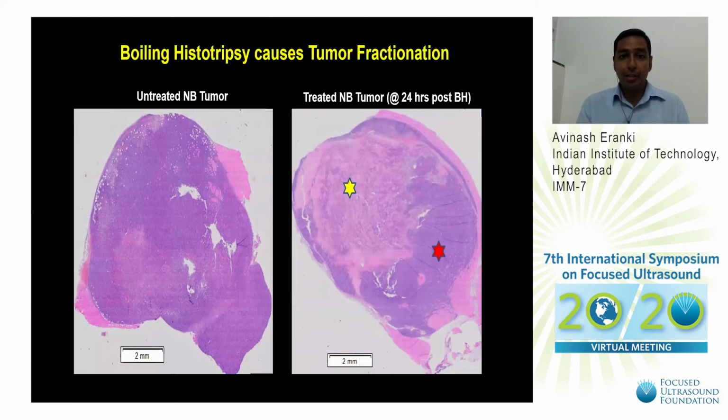Looking at the H&E stains, the untreated tumor on the left was compared to treated tumors on the right, where you can see the yellow star represents fractionated tumor, as well as potentially necrosing or dying neuroblastoma cells. Just looking at the surface area across each slice, there was about 30 to 40% damage to the tissue, while surrounding tumor tissue was completely intact, as represented by the red star.